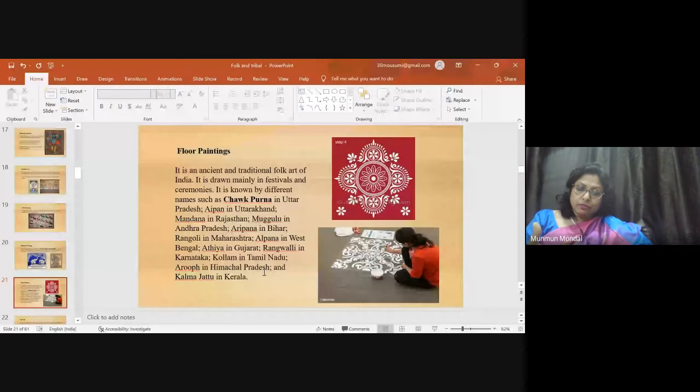The floor paintings of Maharashtra are to some extent different from the floor paintings of Andhra Pradesh, Tamil Nadu and Bengal. So the regional variation is very much prominent here. When we talk about Warli art, that is also very famous from Maharashtra. I think there is nothing new in Warli art. The most common part, this is also tribal art.